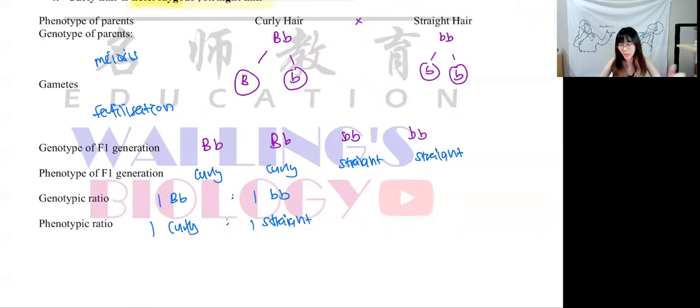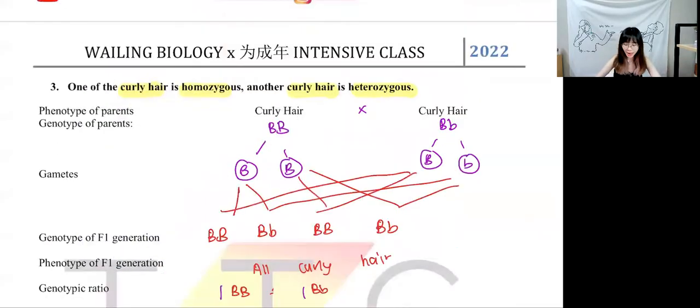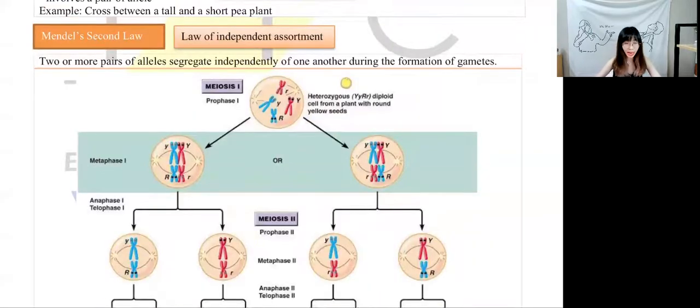Now, we're done with the first Mendel's law, because what? The first Mendel's law means it's only one characteristic. Right? We are only trying to do a type of hair, either curly hair or straight hair, but they are under type of hair. Right now, we're going to learn about a dihybrid. What is a dihybrid? Under the second law, we call this the law of independent assortment.